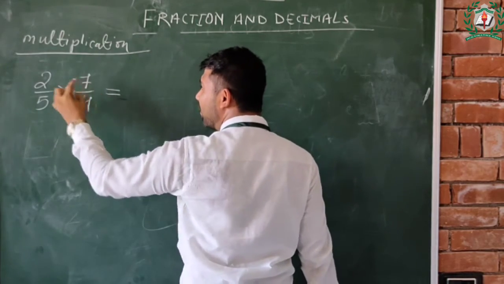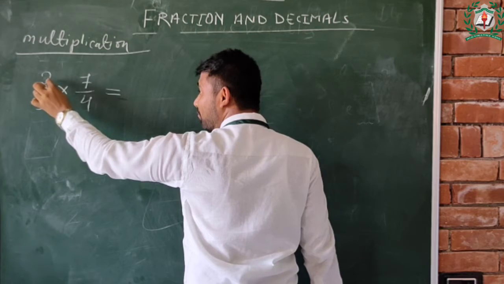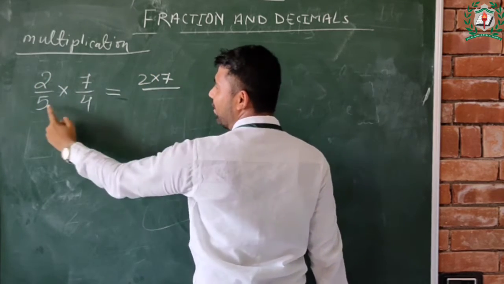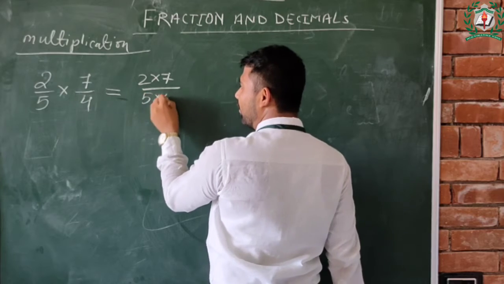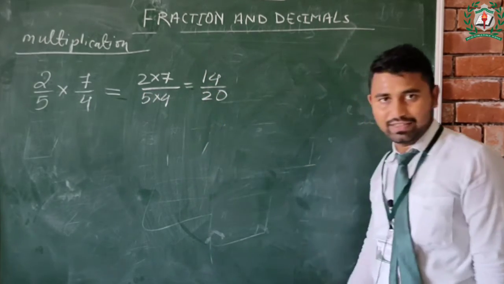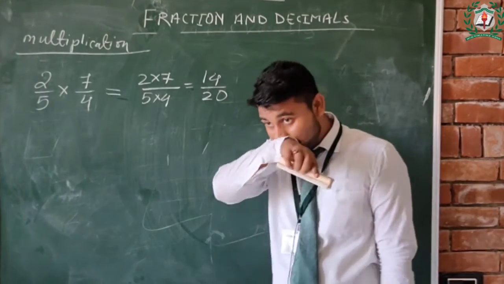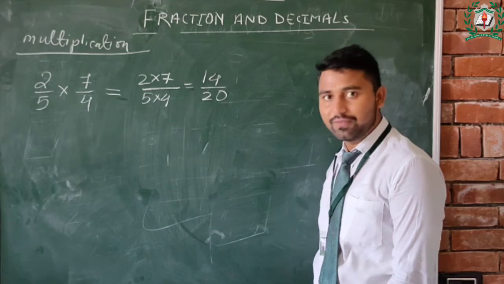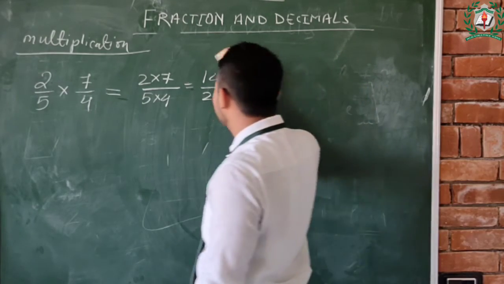So you have to multiply first number to first number, that is 2 into 7 upon 5 into 4. So 7 into 2 is 14, 5 into 4 is 20. Okay students? It is very easy. I am giving you the best example.